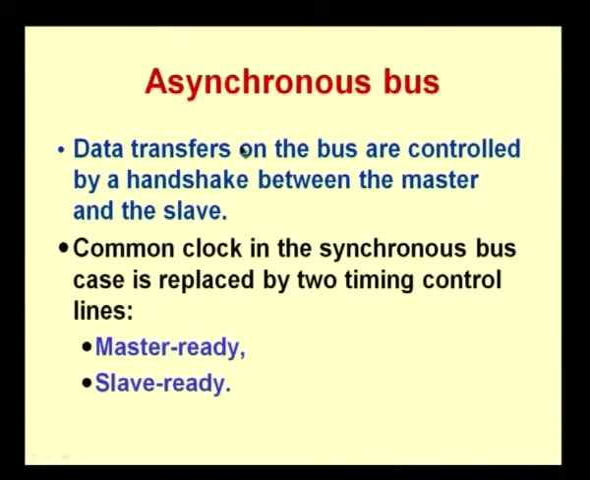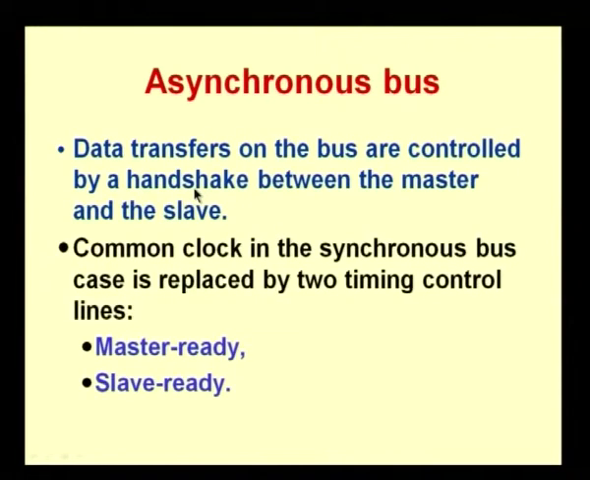So, as we said, in an asynchronous bus, the data transfers are controlled by means of a handshake between the master and the slave. Remember the terms that we have used here, master and slave are the two devices which are talking using the bus. The one which is initiating the data transfer is the master, the one which is responding to it is the slave. So, your processor, if it initiates the transfer, becomes the master. If the IO device initiates the transfer, that becomes the master and the processor will become the slave.